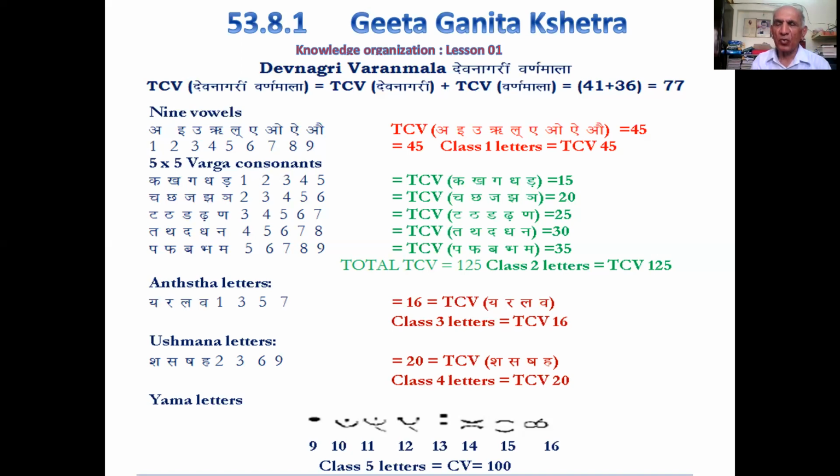So the first row of these 25 Varga consonants stands converted into numbers alphabet as a row of values 1 to 5. Likewise, the second row of 5 letters stands converted as values range 2 to 6. Third row stands converted as values range 3 to 7, then next 4 to 8, and last 5 to 9.